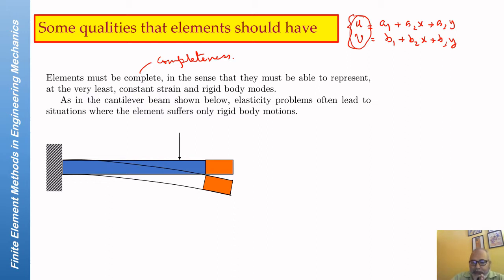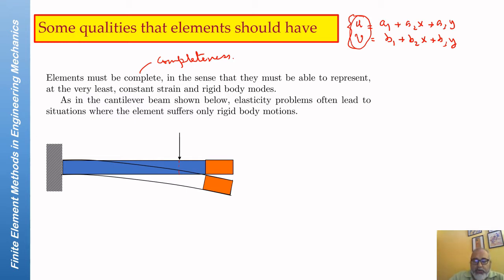If it is not able to resolve the rigid body modes, then in a situation like this, as is shown in the cantilever, the cantilever suffers elastic deformation up to this point. Beyond that, the elements that are used to discretize this part suffer only rigid body rotations. So there are many situations like this in elasticity problems where elements would suffer simply rigid body motions and not undergo any deformation.